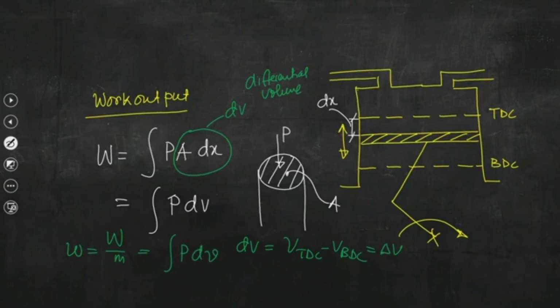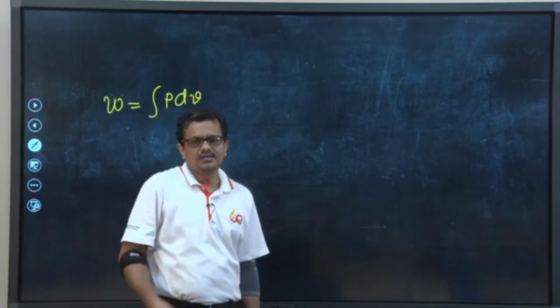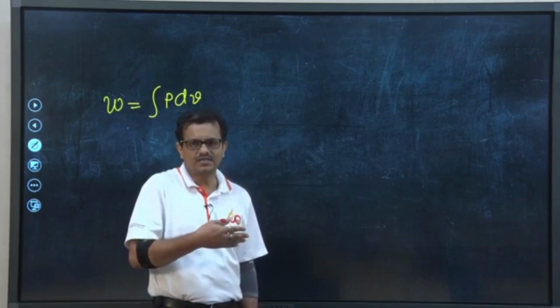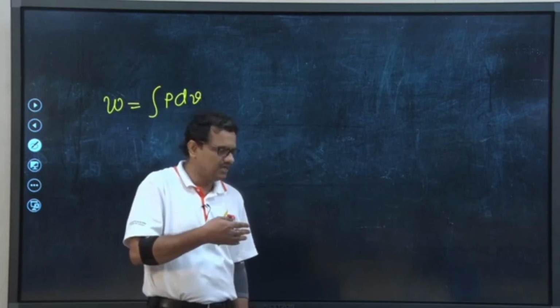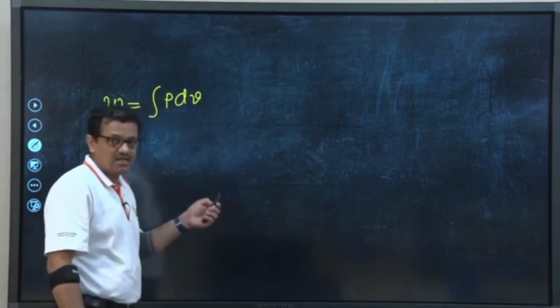So, basically we can write the expression of work done, W is equal to minus P dV. As we have discussed, there is a need for the concept of mean effective pressure.